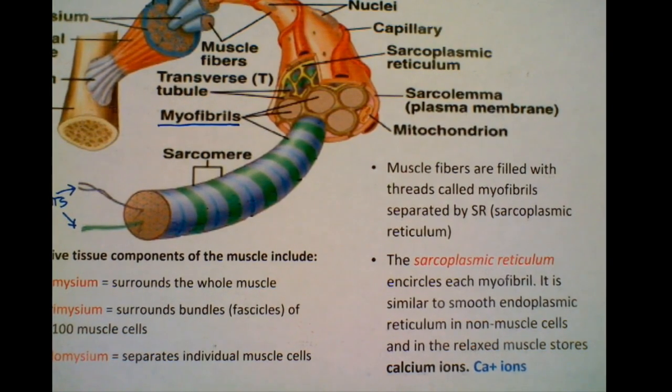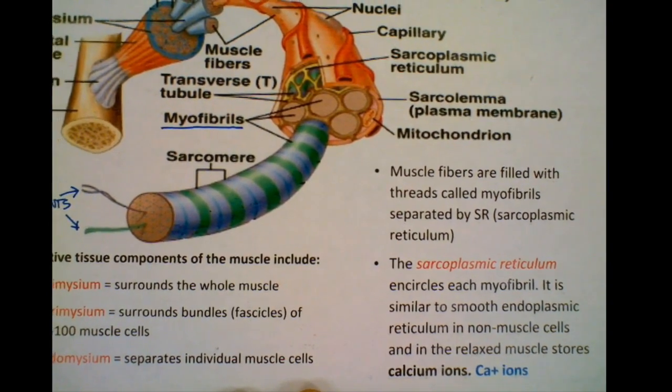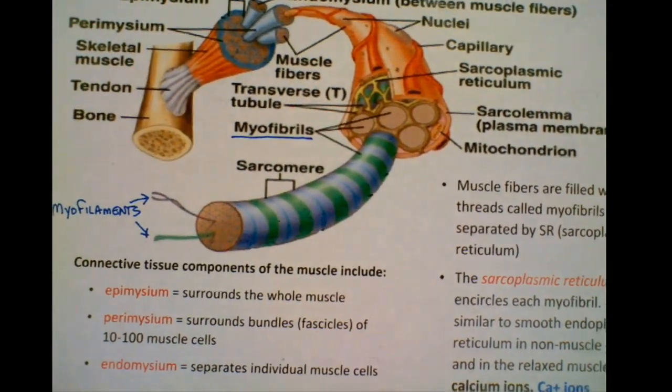Remember back in chapter 6, I told you that calcium has 3 jobs. The first job and the most important job calcium has is muscle contraction. So this sarcoplasmic reticulum is going to be holding calcium so that it can cause the muscles to contract. And we'll actually get into how that exactly occurs a little bit later in this chapter.